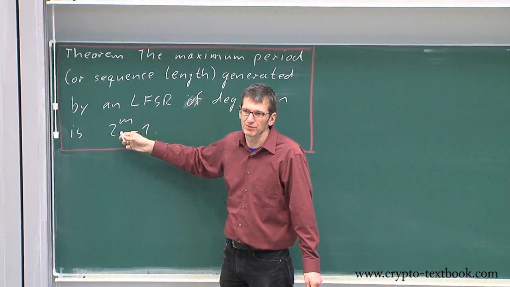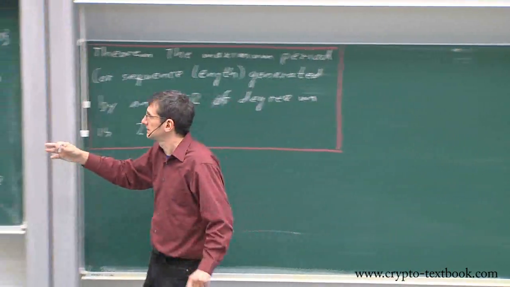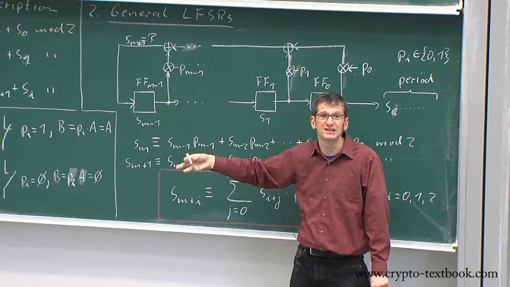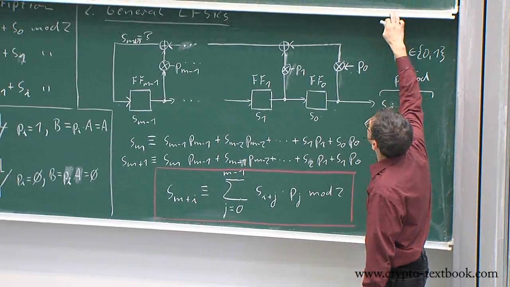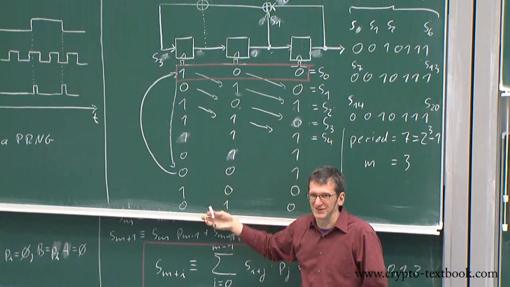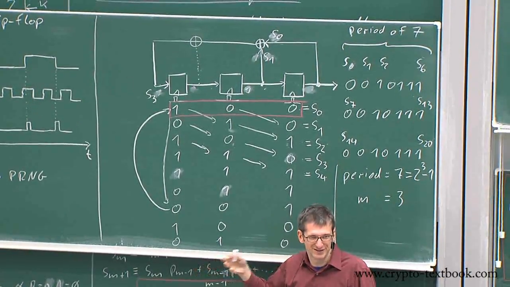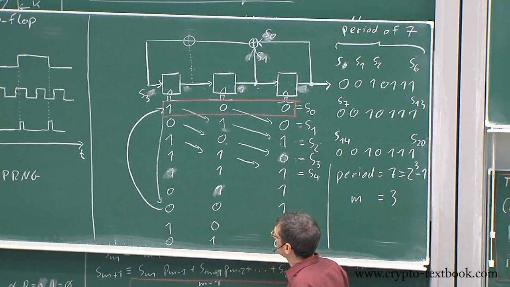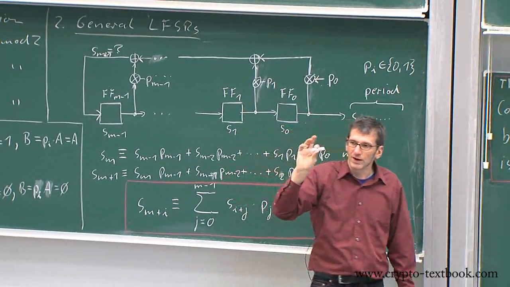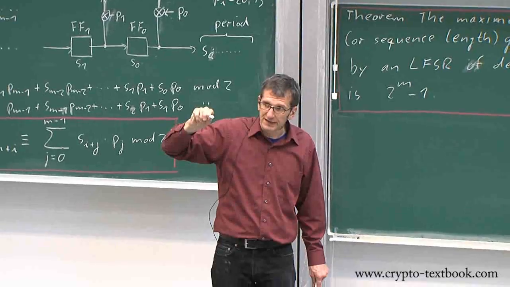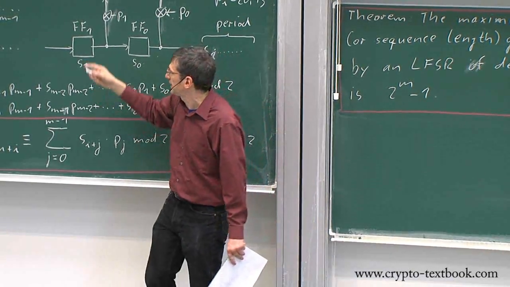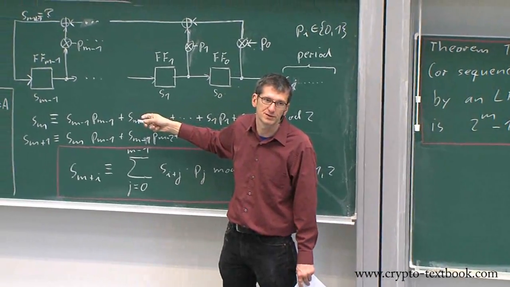And now how many different states are there? Well, there are only 2 to the m possible ones, right? If you have m bits here, you cannot have 2 to the m plus 18 or something, right? Same here. There are only 8 different bit patterns with 3 bits, right? There's no 9th bit pattern. And now it turns out, as soon as you hit one bit pattern for the second time, you end up in a cycle, right? As soon as you've reached one bit pattern, you exactly know what the next bit pattern is going to be, okay?